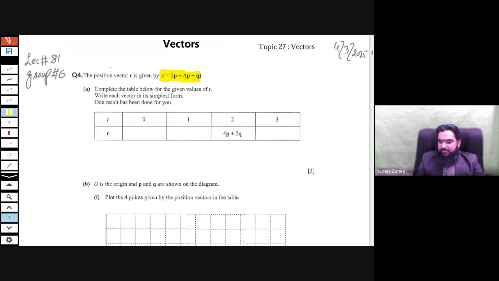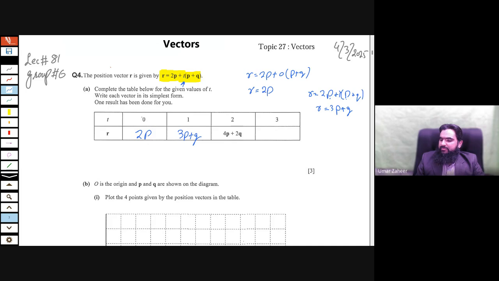For example, if you substitute t is equal to 0, in the place of t you substitute 0, it will become r is equal to 2p plus 0 into p plus q. So you will get r is equal to 2p. In the same way, if you substitute t is equal to 1, you will get r is equal to 2p plus 1 into p plus q. 2p plus p, that will be 3p plus q.